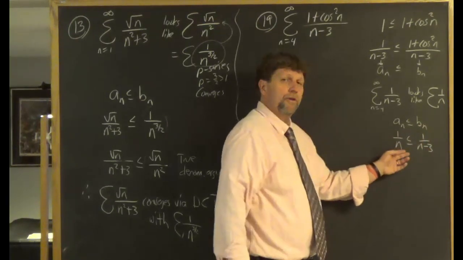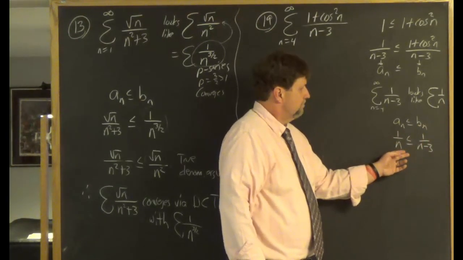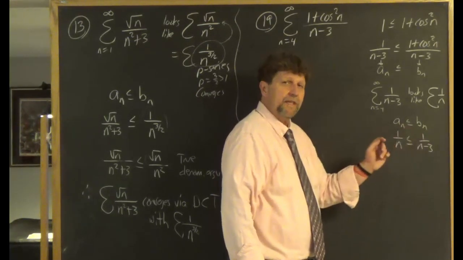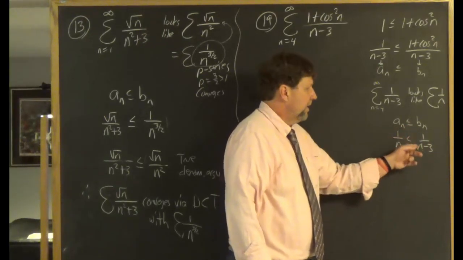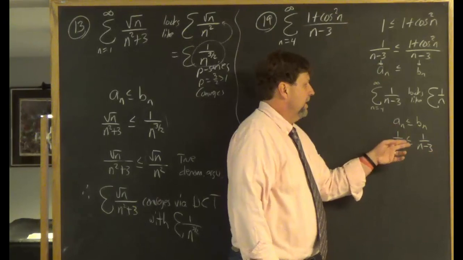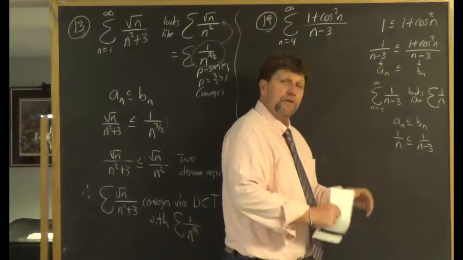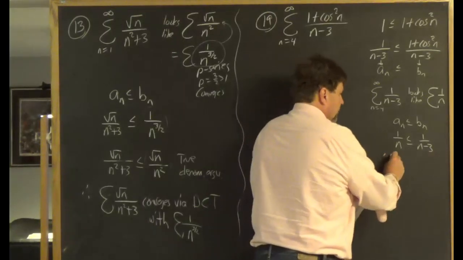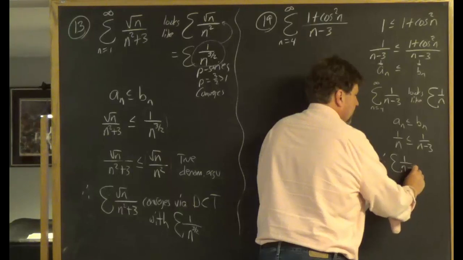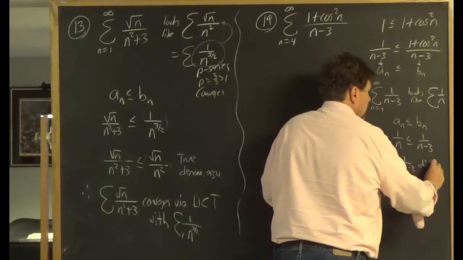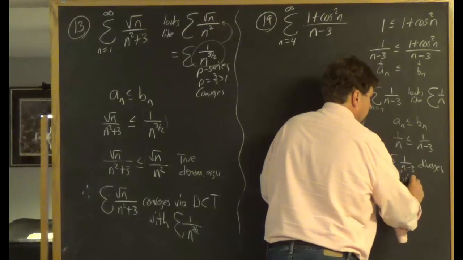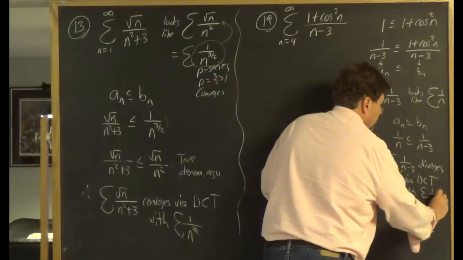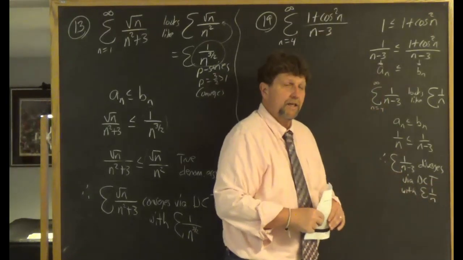Is that inequality true? Yeah. It's true by the denominator argument. The numerators are the same. This denominator is always going to be larger than that denominator, so this fraction is always smaller than this fraction. So since you know the harmonic series diverges, you can conclude 1 over n minus 3 diverges via the direct comparison test with the known divergent harmonic series.